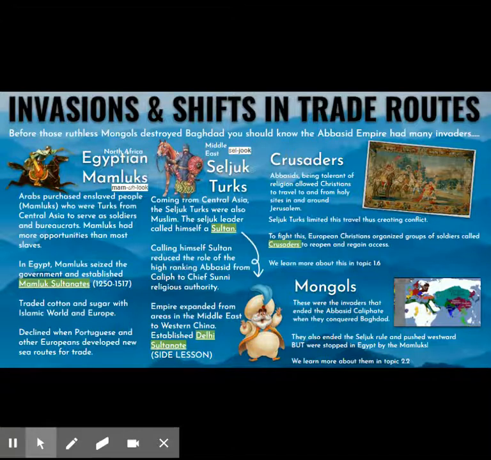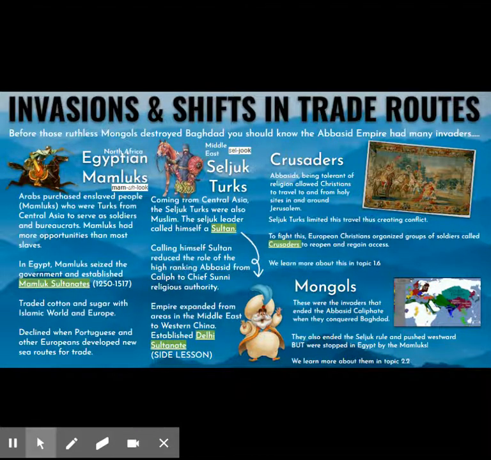So they decided to establish their own kingdom, their own sultanate. And after they took over, they ruled for nearly 300 years. However, the Mamluks were way more interested in trade and gold than they were in spreading the religion. Eventually, the Portuguese and other Europeans are going to develop new sea routes for trade, and the Mamluks are going to be replaced as the ruling group.